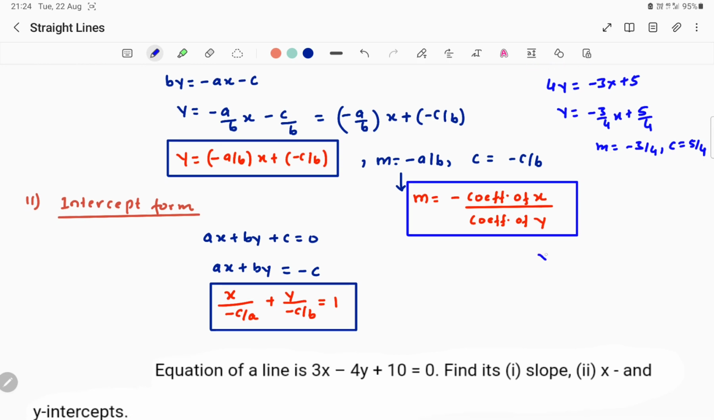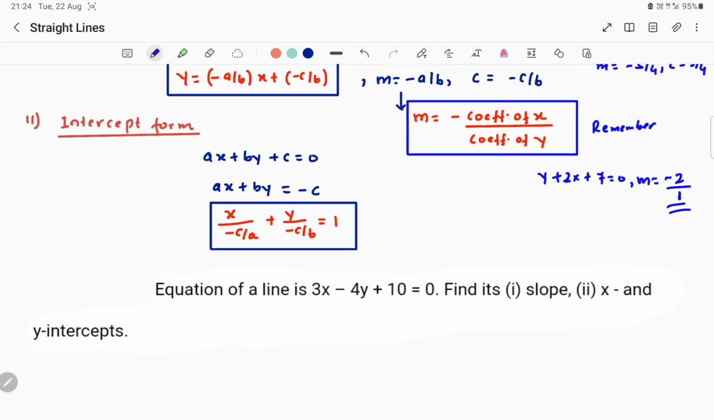Means somebody comes and writes the equation y + 2x + 7 = 0. So directly you should be able to give me the slope. Slope is minus coefficient of x divided by coefficient of y. So slope is how much? Minus 2. This is something to be memorized. Please remember.